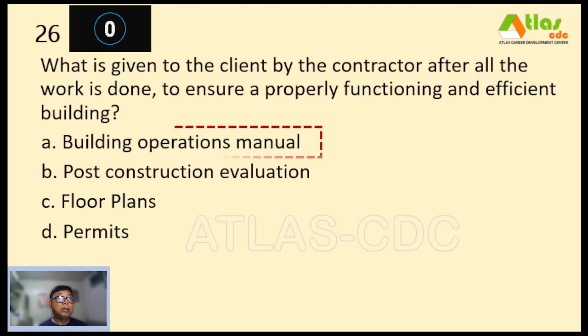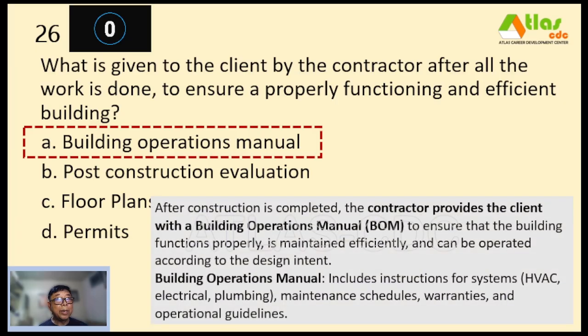And our correct answer is letter A, Building Operations Manual. So after construction is completed, the contractor provides the client with a Building Operations Manual or BOM to ensure that the building functions properly, is maintained efficiently, and can be operated according to the design intent. Building Operations Manual includes instructions for systems like HVAC, electrical, plumbing, maintenance schedules, warranties, and operational guidelines.